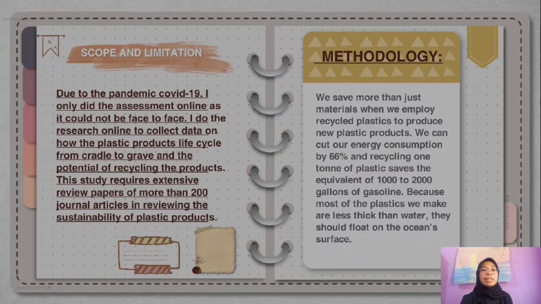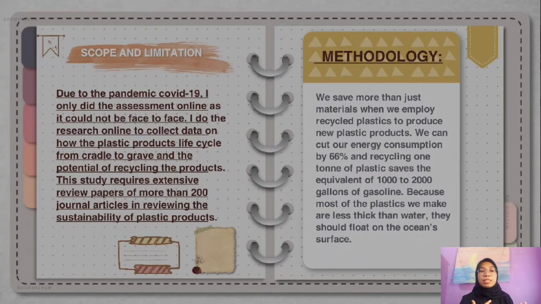We save more than just metals when we use recycled plastic to produce new plastic products. We can cut our energy consumption by 66%, and recycling 1 ton of plastic saves the equivalent of 1,000 to 2,000 gallons of gasoline. Because most of the plastic we make is less dense than water, it should float on the ocean's surface. Of course, not all of our plastic products end up in the ocean.